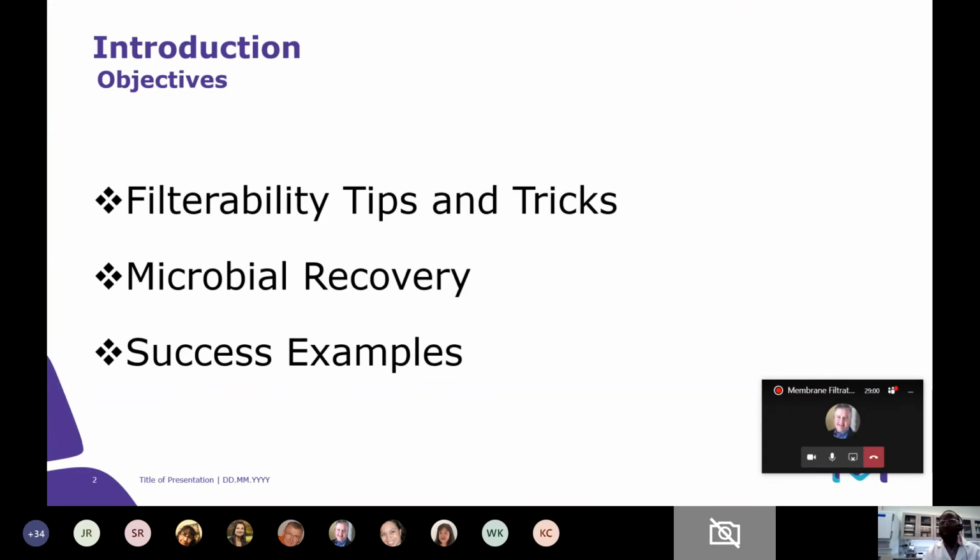The objectives today: we will talk about filterability, the tips and tricks that you can use to help you during membrane filtration. We will talk about microbial recovery, which is the end goal, obviously, after filtration. And I will also discuss some of the success examples that we have had here in the lab.